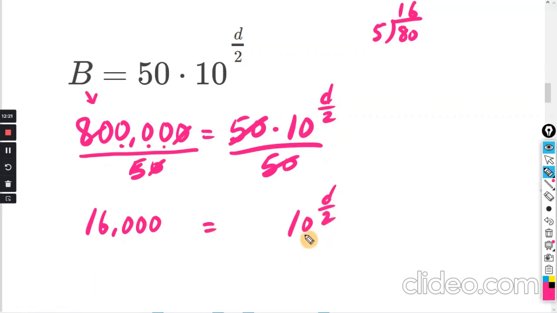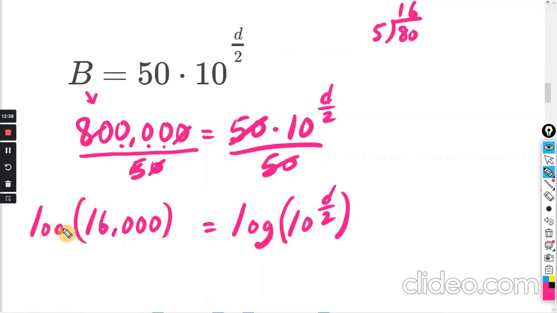And since the base right here is 10, I'm going to use log base 10 on both sides. And when it's log base 10, you don't have to write the base on the log. All right, no base, and it's automatically base 10. So I'm just going to do log on both sides. Okay, on this side, since the base of the log matches the base of the argument, the answer is just the exponent. That's d over 2. And that's going to be the log of 16,000.